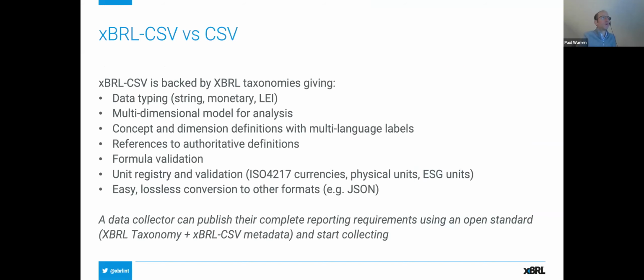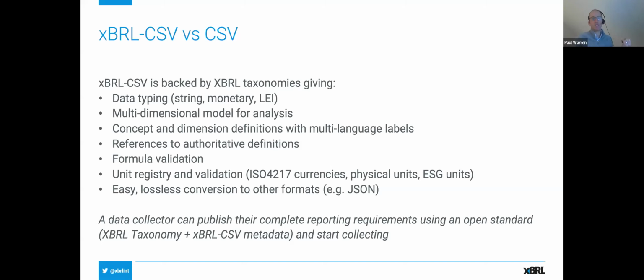So one question which does come up is why would I use xBRL-CSV rather than just ordinary CSV? Well, the reason is because xBRL-CSV is backed by the metadata that you get from XBRL taxonomies. CSV off the shelf doesn't have any data typing, it doesn't have any dimensional models, it doesn't have any way of doing validation. All of these things are things you can get from XBRL taxonomies. And references to authoritative definitions.